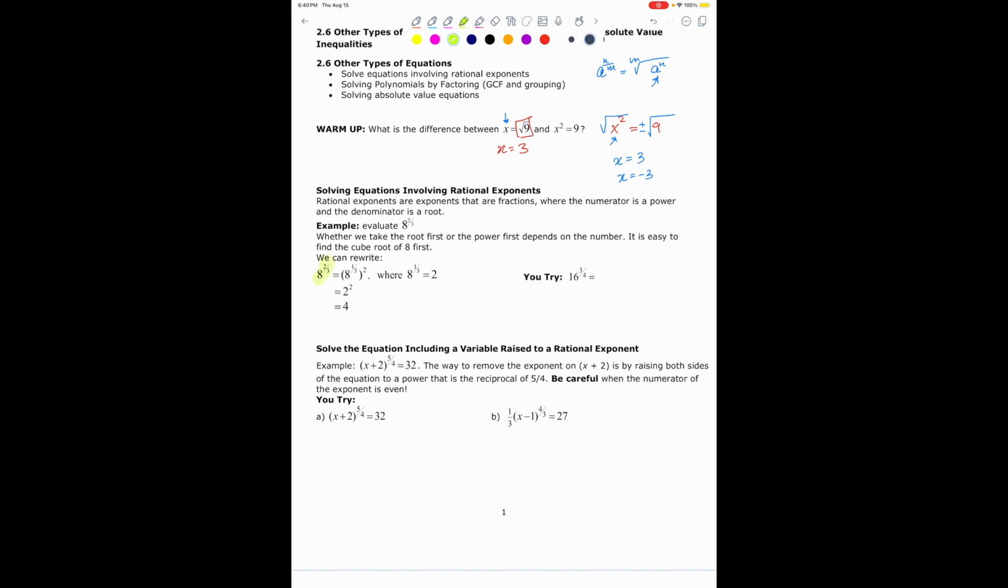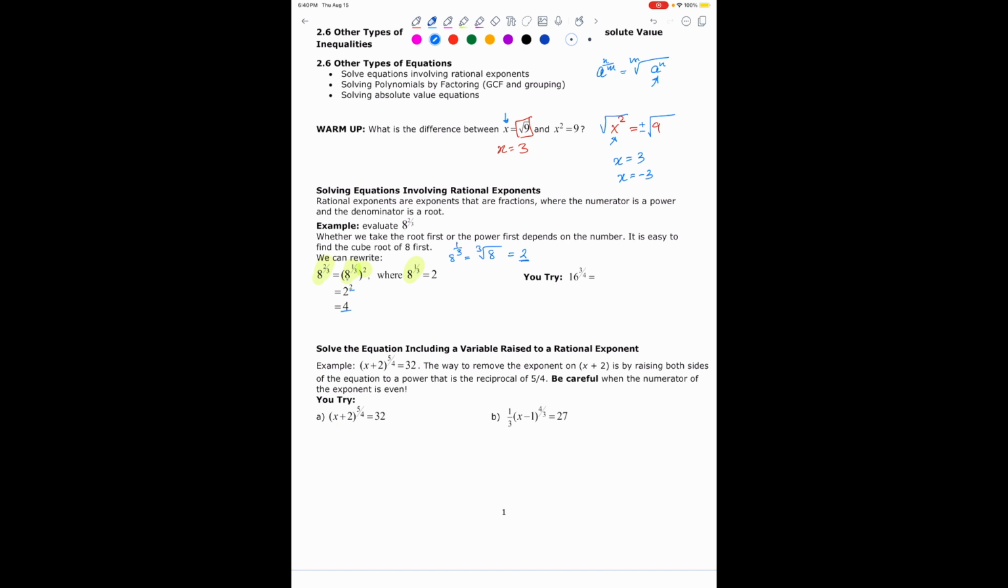So in this case, 8 to the 2 over 3, we could split it into 8 to the third using the power rule. The power of the power multiplies. And we raise everything to the second power. This allows us to do 8 to the third first, which is basically the cube root of 8, which we know is 2. Now, if we simplify that, we replace 8 to the third with its value, which is 2. We get 2 to the second power, which is equal to 4.